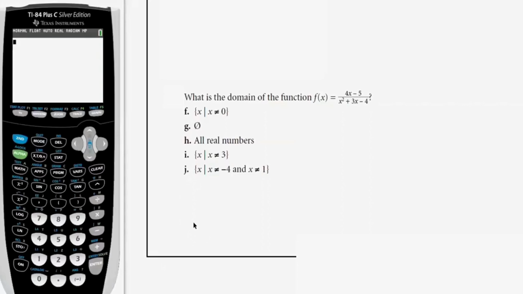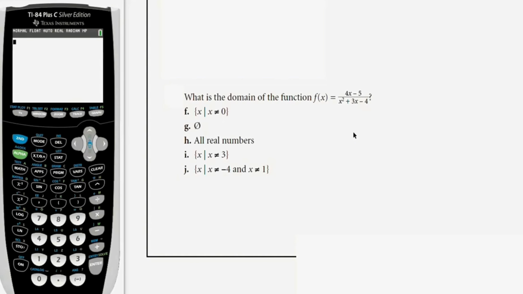In this video, we're going to learn how to solve this ACT math question easy and fast using a TI-84 plus scientific calculator. Alright, so the question says, what is the domain of this function f of x equals this rational function? Now guys, this question is very simple.